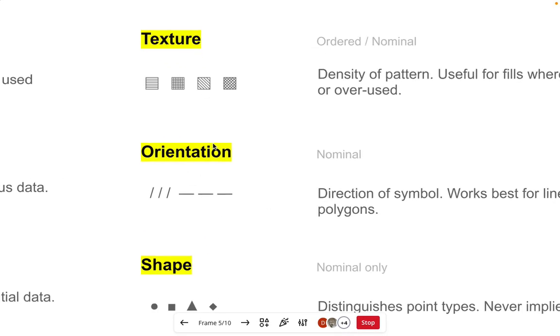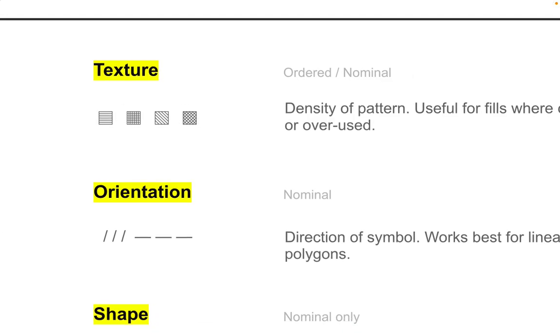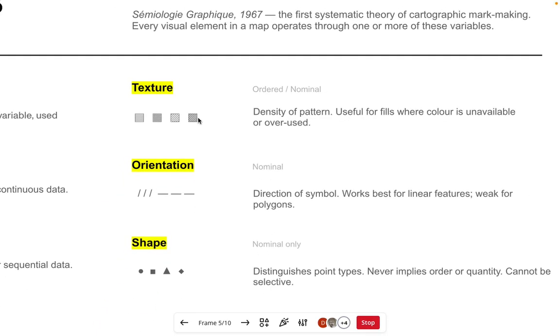Orientation is also interesting. So this can work with texture. So maybe you change the orientation of the hatch that you're using. That can be a strategy. It's basically just the direction of the symbols that you're working with. It works best with things that are kind of lines that seem to point in a certain direction. So this can be hashes or hatches or fills.